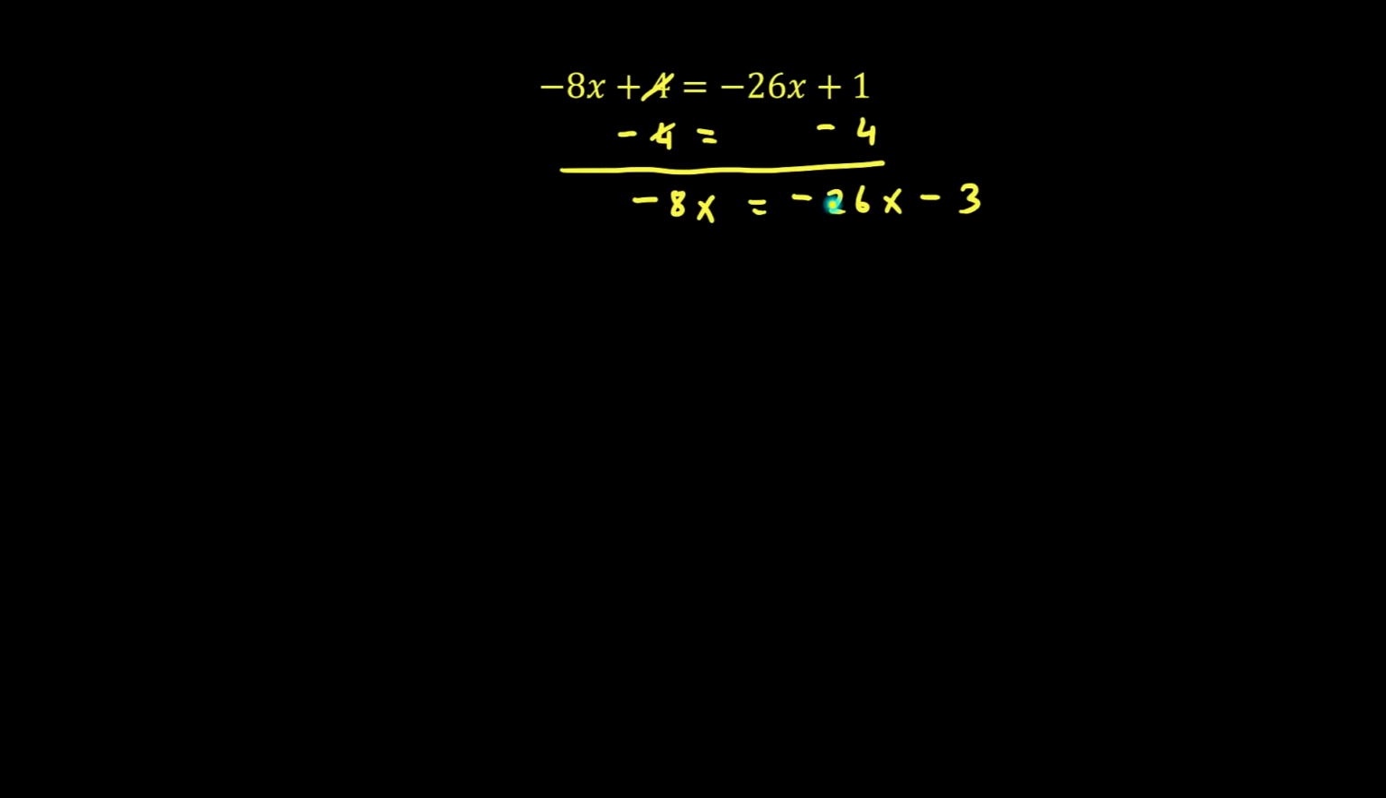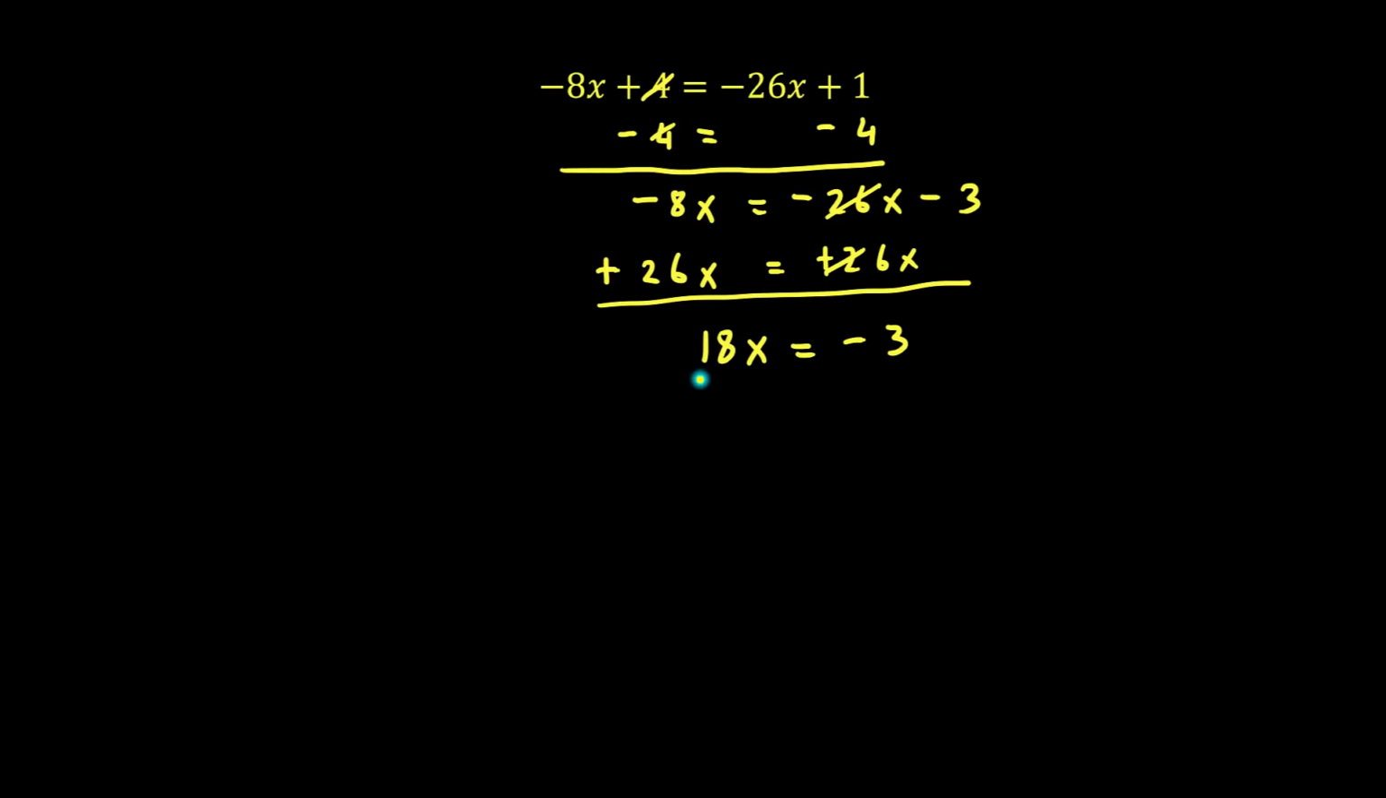Now the next step would be to deal with minus 26x. So what I do, I add 26x to both sides. Then that would cancel. And negative 8 plus 26x would simply give me positive 18x, and I'll be left with a negative 3 on this side.